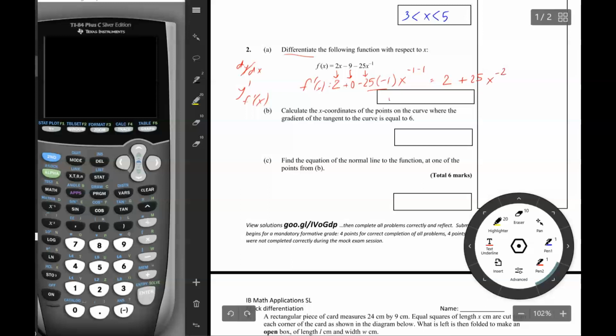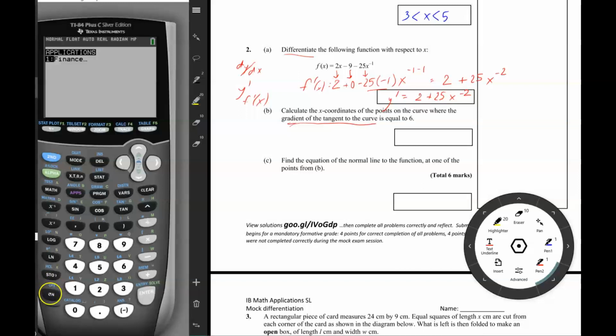I'm going to put it right here. I could write y dash or f dash, same thing, right? Then it says, calculate the x-coordinates of the points on the curve where the gradient of the tangent of the curve is equal to 6. Remember, gradient of the tangent of the curve is just a way of saying slope of the curve. Slope of the curve is talking about the derivative. The derivative is the red function.